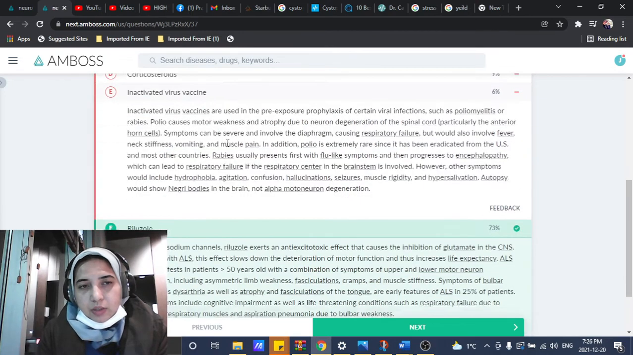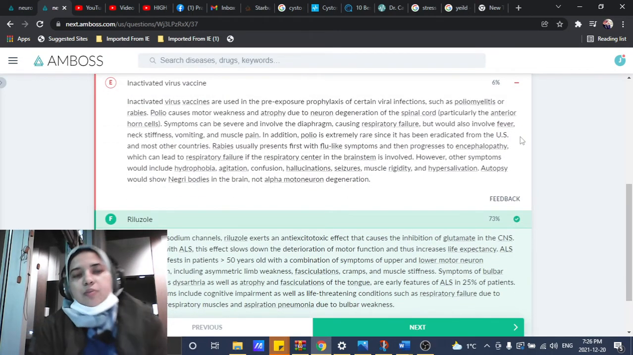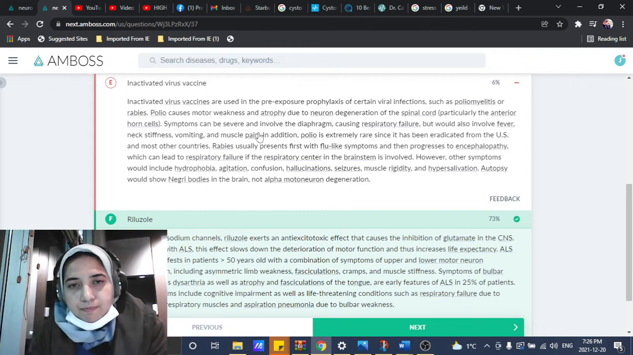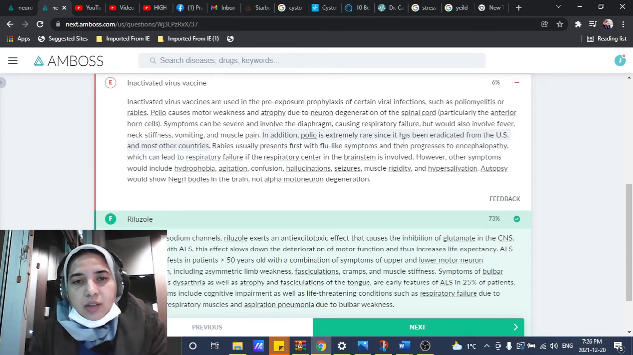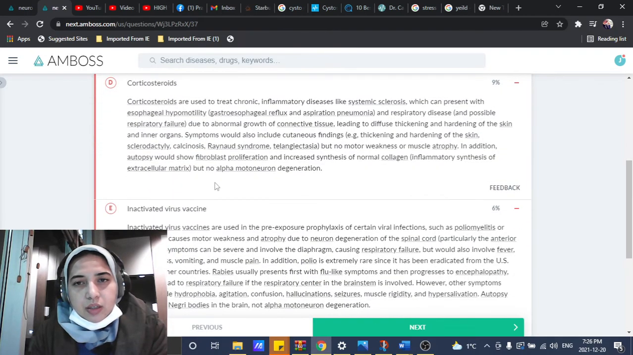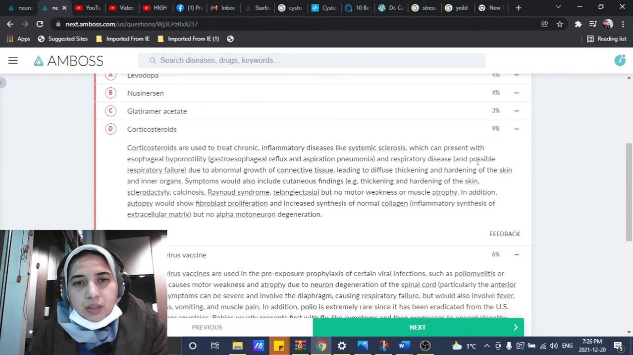Let's see what the other answers were. Inactivated virus vaccine, so polio. But this patient is not polio. Polio is extremely rare because it's been eradicated in the U.S. and most countries. So I'd expect it in an immigrant child, non-vaccinated. Corticosteroids are used to treat chronic inflammatory diseases. Symptoms would include cutaneous findings. Let's see.